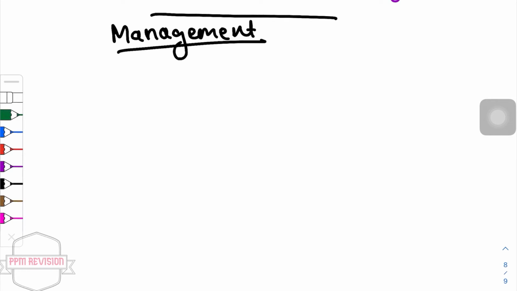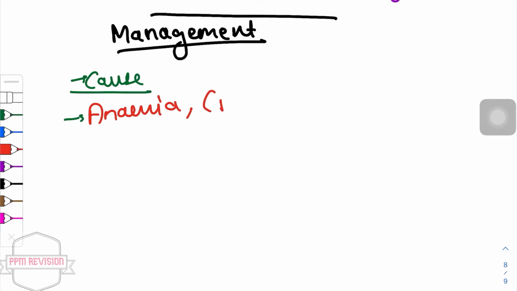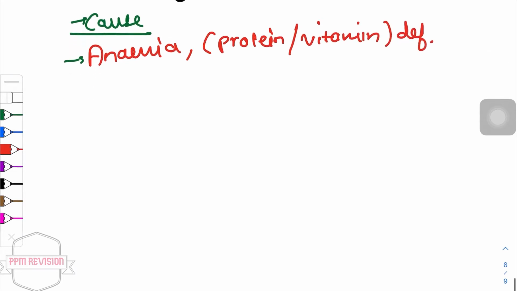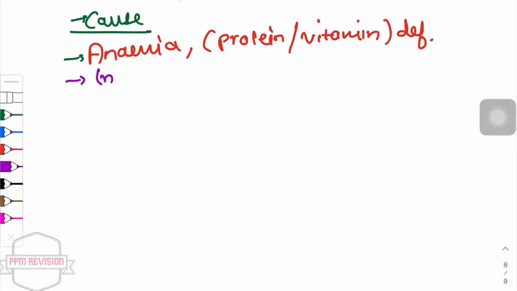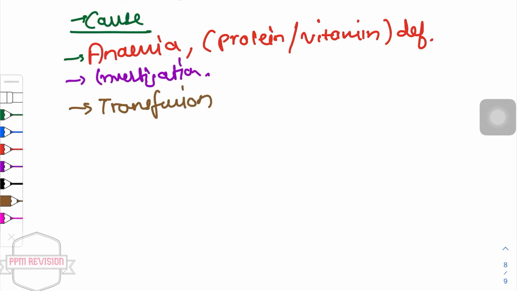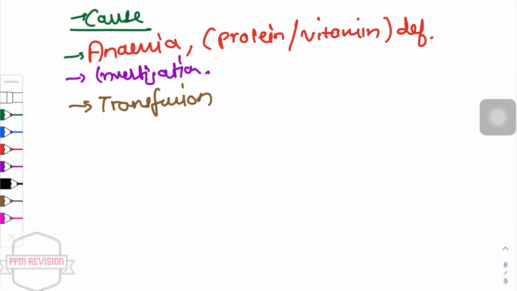So, under management, firstly the cause should be found and treated. In case of anemia, we need to treat it, as well as protein and vitamin deficiency. Proper investigation should also be done. Transfusion of blood may be given, and control of pain.